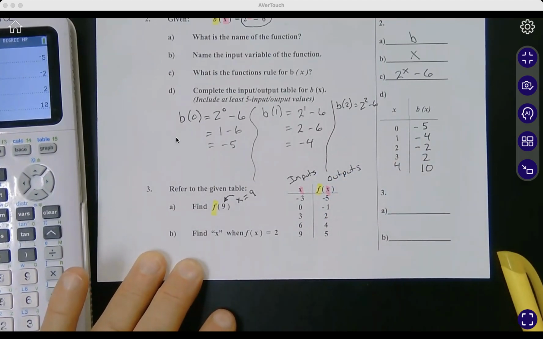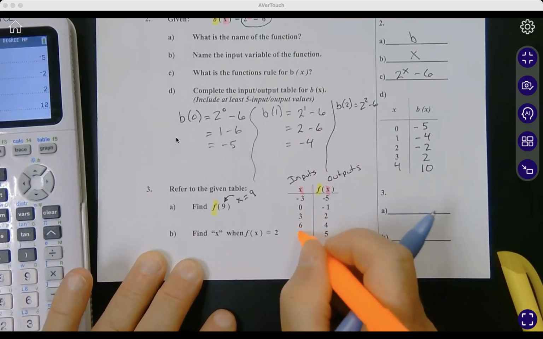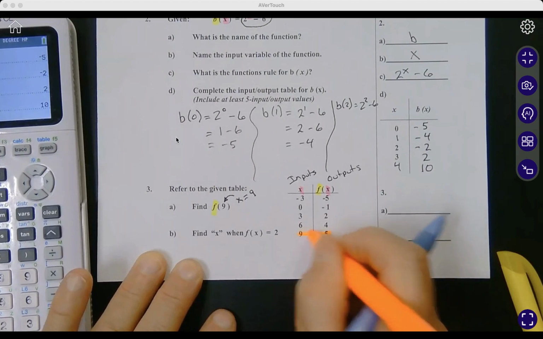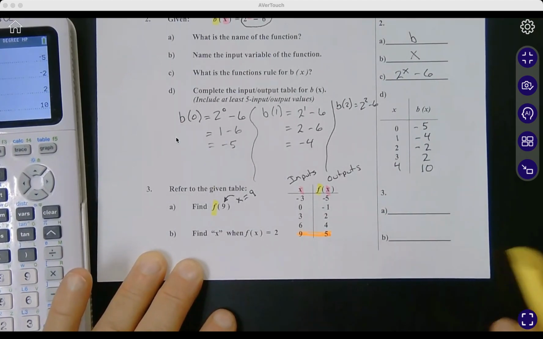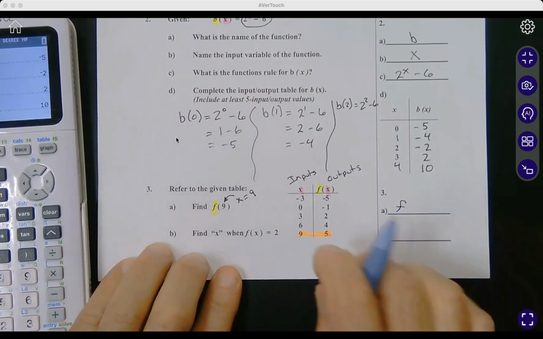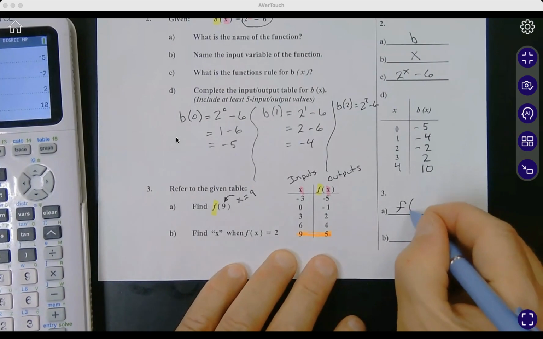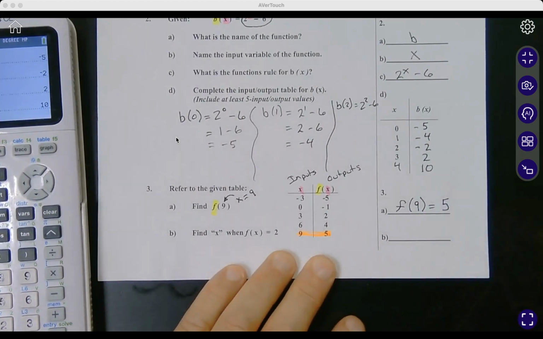All right, so I'm going to go to the table, and where I see a 9 on the input, the output is straight across from it. So when there was an input of 9, there was an output of 5. So I want to format this properly. The f function, because that's the name of it, when it had an input of 9, gives me an output of 5. And that's the proper format on that.